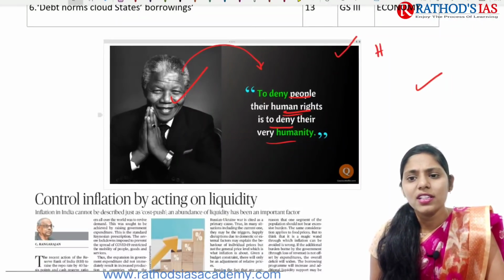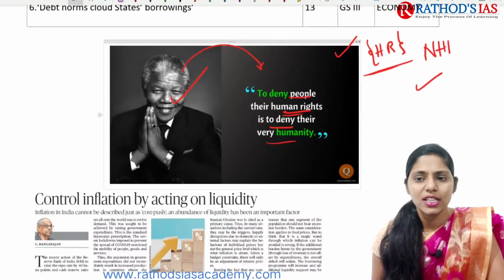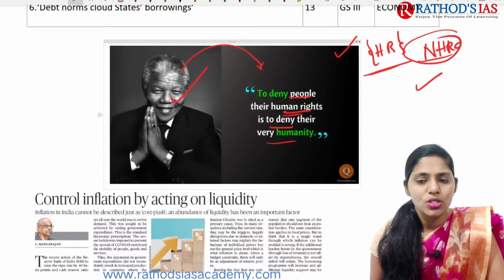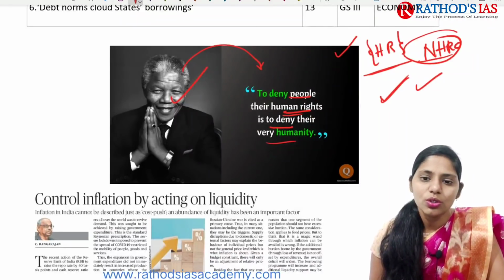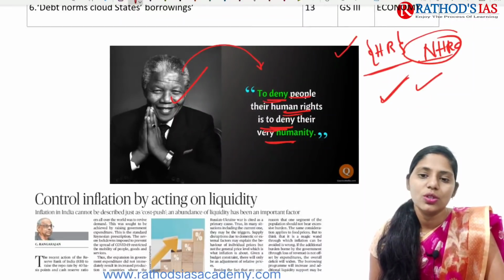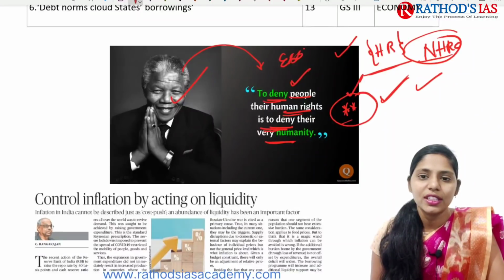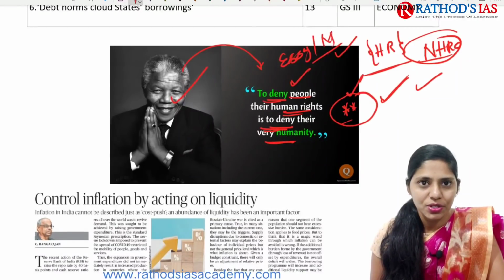Now, human rights issues are seen highly in news, right? Here NHRC is seen highly in news. So you need to prepare some quotes regarding human rights as well. To deny people their human rights is to deny their very humanity. In this way you have to prepare quotes if there is any topic in the news, so that quotes will become very handy whenever you are writing your essay or even your mains answers.